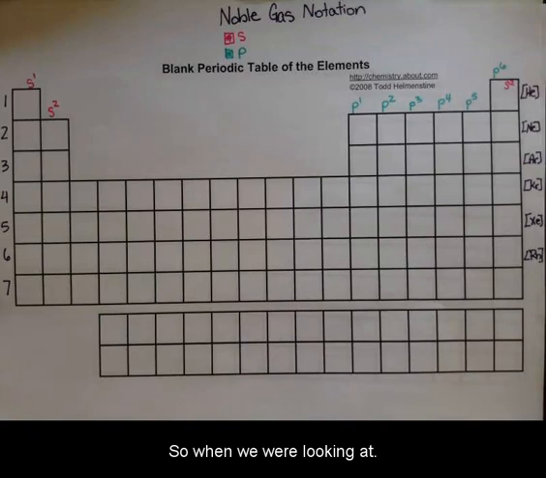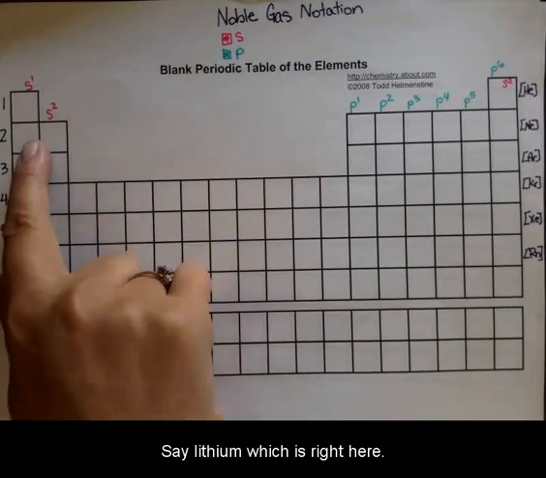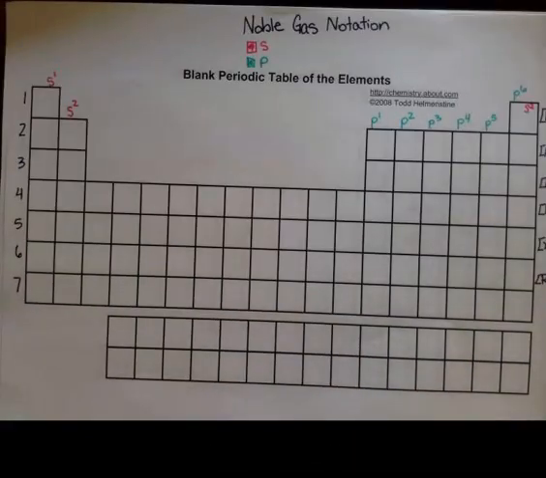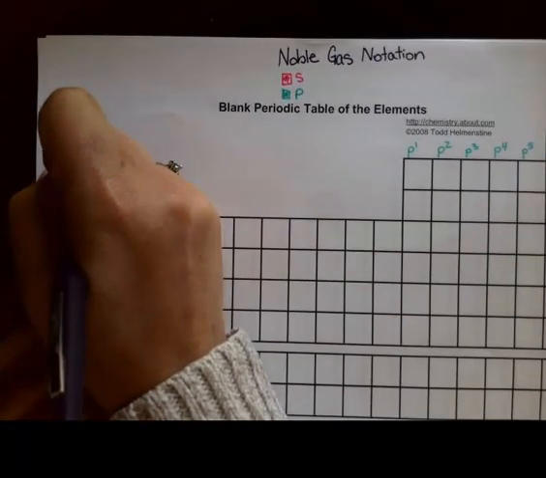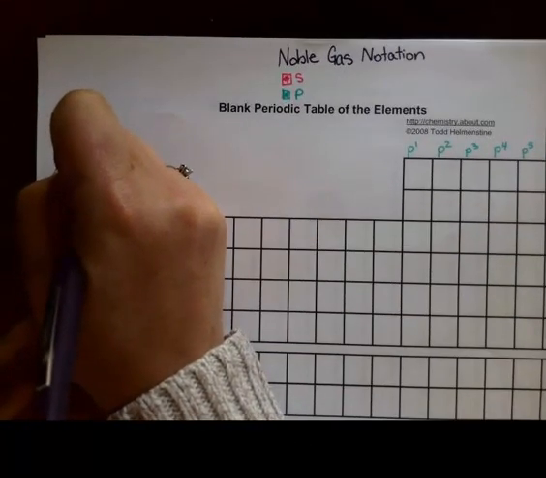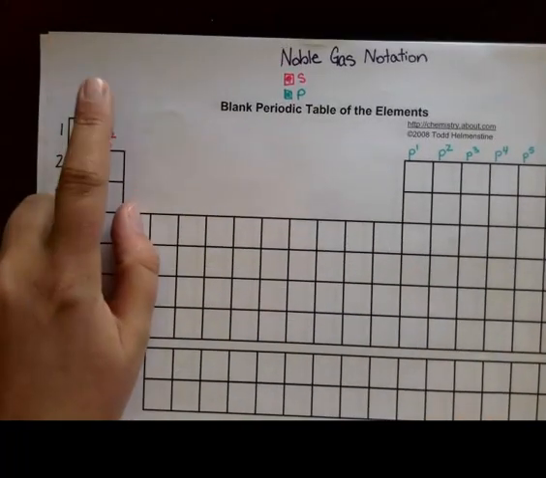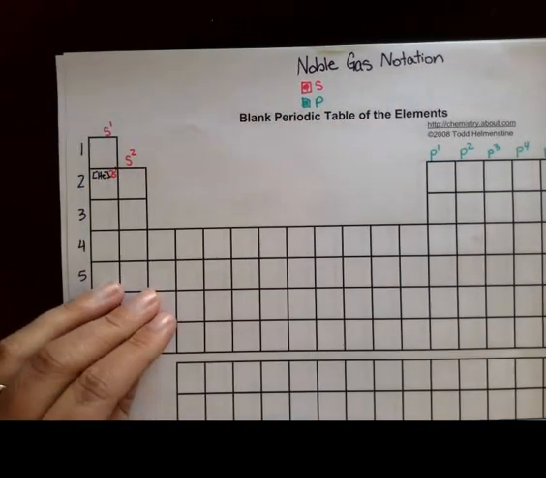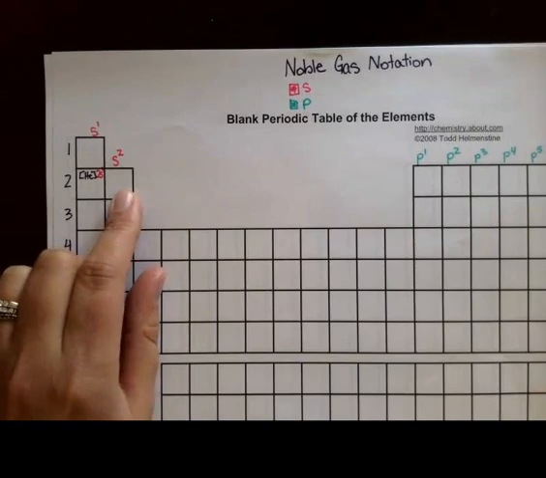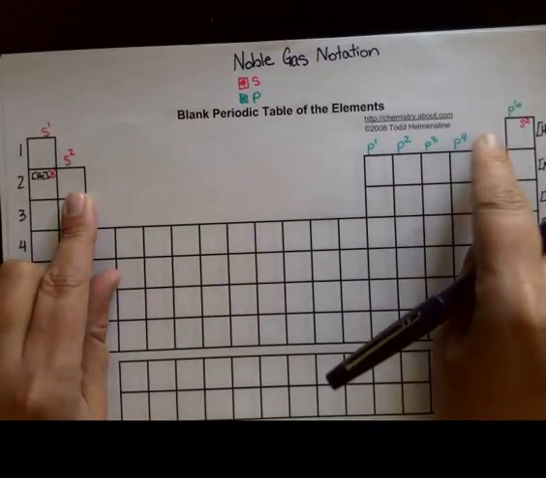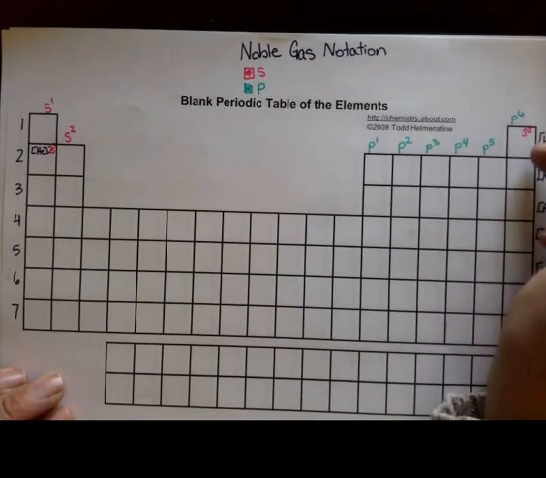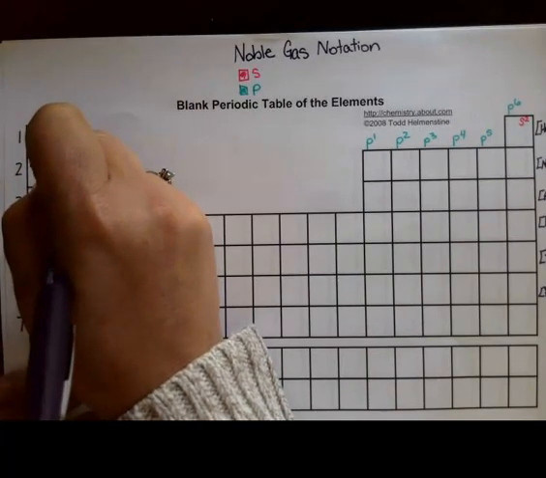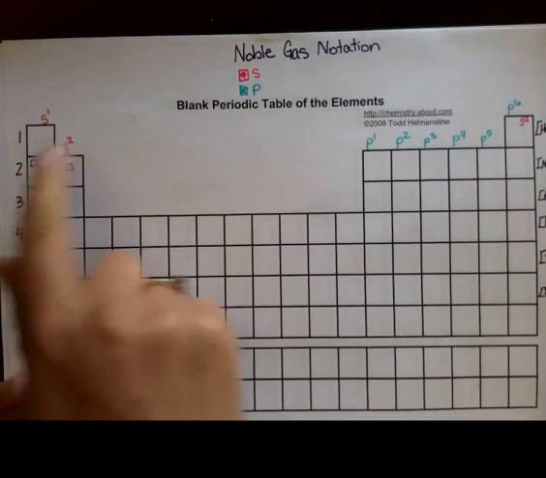So when we're looking at, say, lithium, which is right here, you start with the noble gas in the row above. That would be helium. So you write [He]. It's in row 2, and then it's at S1. So it's [He] 2S1. If we're looking at beryllium, it's still [He], because we're saying everything is filled up to He, and then you're going below it. So it's [He] 2S2.